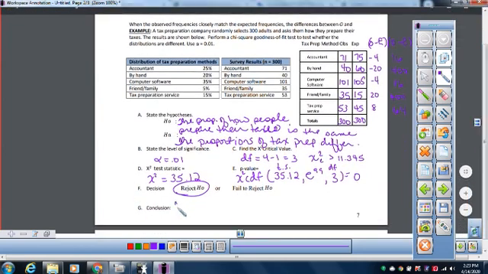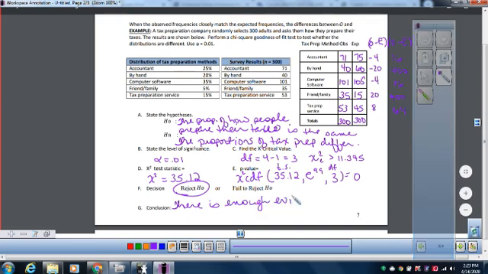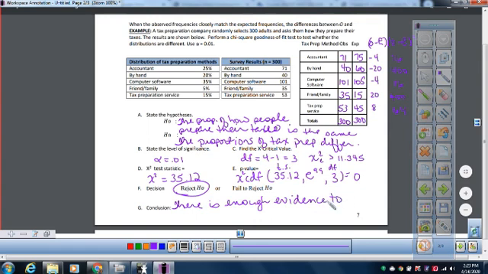And our conclusion is there is enough statistical evidence to reject the null and conclude there is a difference in the distributions.